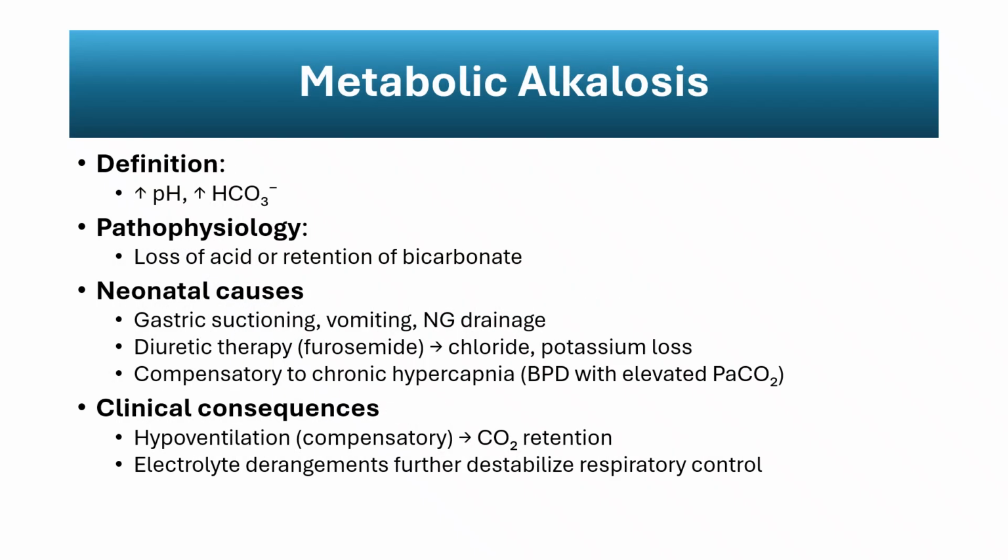Metabolic alkalosis results from excessive loss of hydrogen ions or an increase in serum bicarbonate concentration. The blood gas pattern shows elevated pH and elevated bicarbonate, often with compensatory hypoventilation and a modest rise in carbon dioxide content. In neonates, the most frequent causes involve gastric or renal losses. Continuous nasogastric suctioning and prolonged vomiting remove hydrochloric acid, leaving bicarbonate unopposed in the extracellular space.